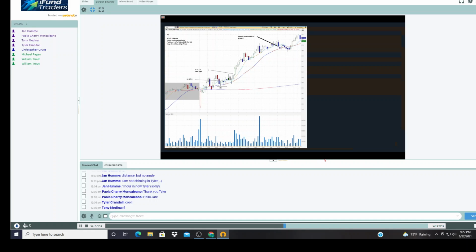Okay, but next time, try to take profits here on the follow through on the new high. You see, this bar makes the new high. It's better to take profits here if you want to do that. You see that?